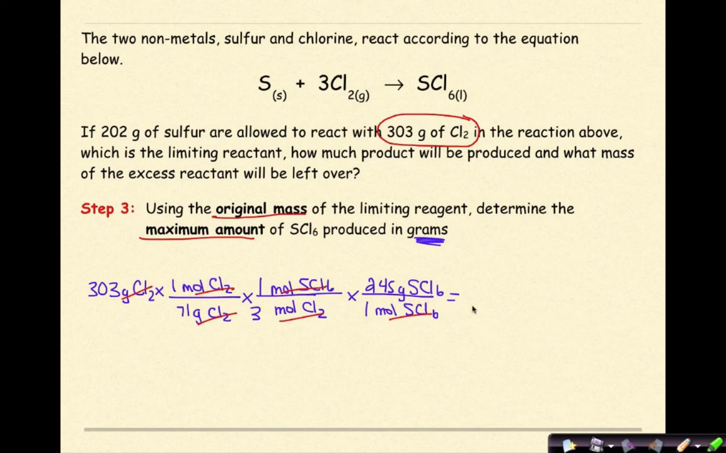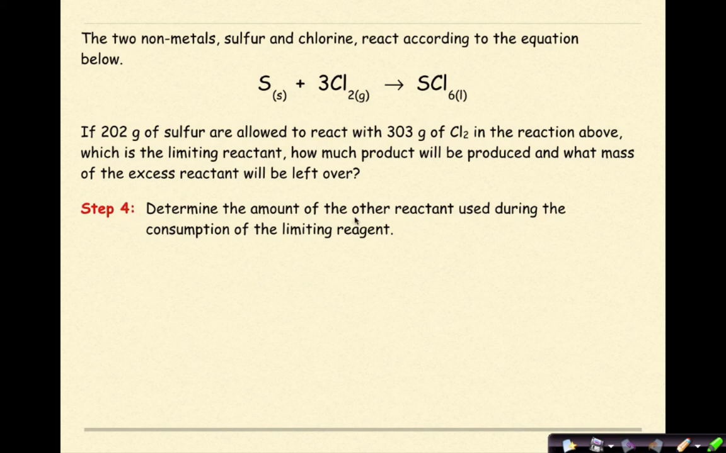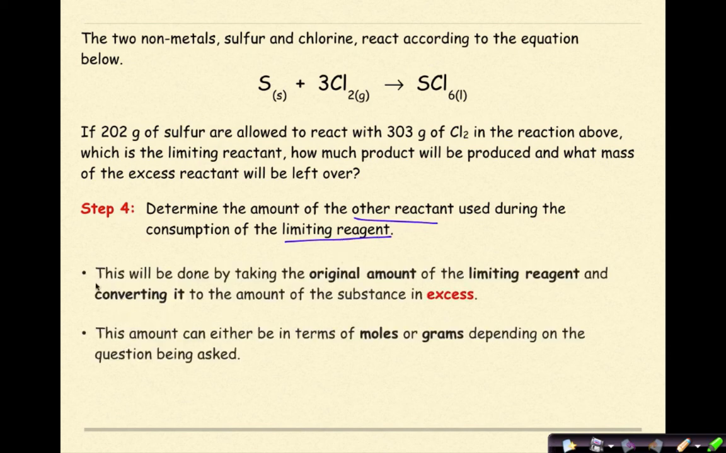So if I work this out, my theoretical yield is 348 grams of SCl6. Again, this is the maximum amount of product that could be produced if all of my limiting reagent is consumed, all of my Cl2. We also call this theoretical yield. Step 4, determine the amount of the other reactant used during the consumption of the limiting reagent. Remember again, this will be done by taking the original amount of the limiting reagent and converting it to the amount of substance in excess. This amount can either be in terms of moles or grams depending on the question being asked.